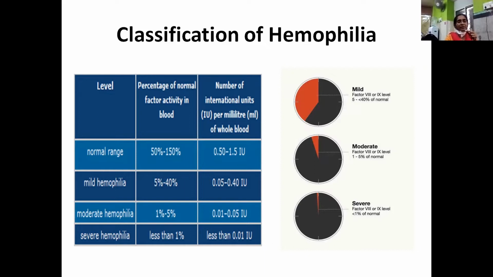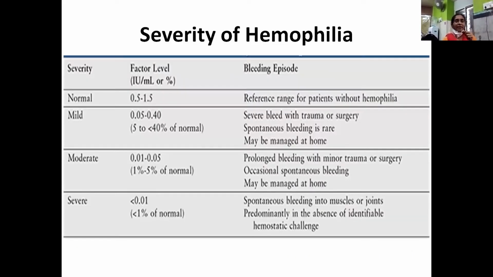And this is again divided into mild, moderate, and severe hemophilia. Severe hemophilia is factor level less than 1%. Moderate hemophilia is factor level between 1 to 5%. And mild hemophilia is factor levels between 5 to 40%. What are the bleeding manifestations in each of these categories?